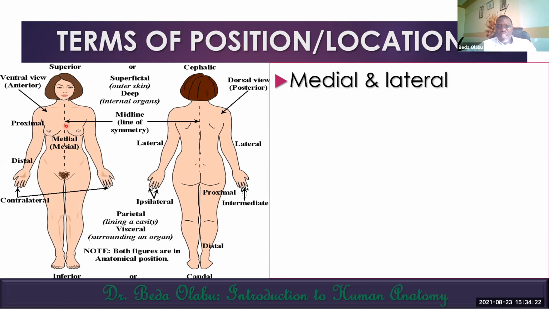Let's compare the sternum and the breast. The breasts are lateral to the sternum. The sternum is medial to the breast. You can still compare your nose and your eyes. Your eyes are lateral to the nose. That means that the nose is medial to the eyes.